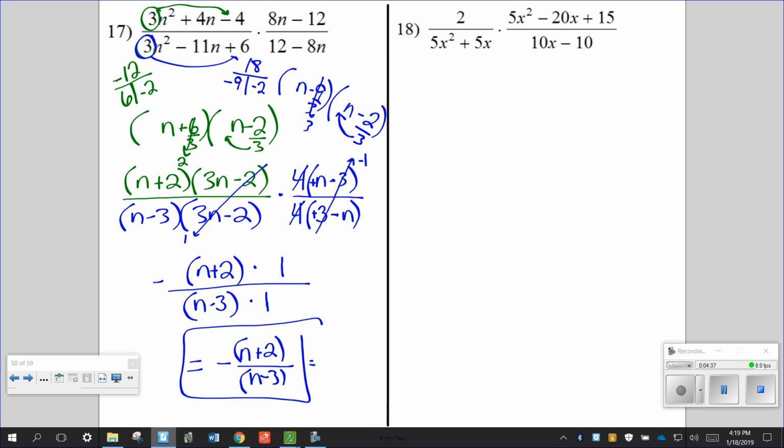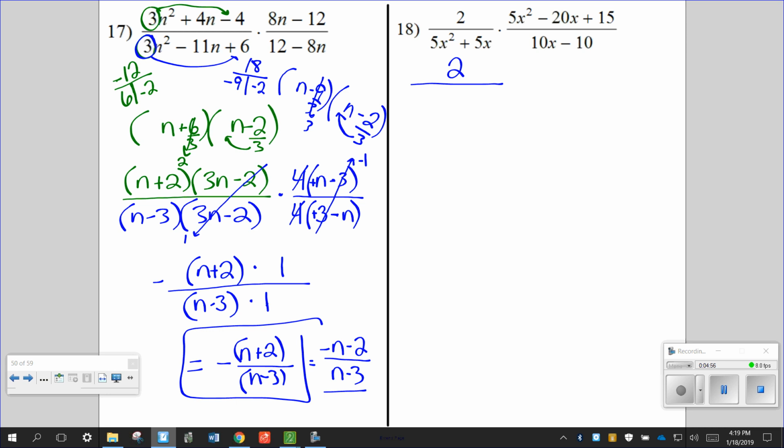If you wanted to, you could multiply that negative 1 out and you'd get negative n minus 2 over n minus 3. Either way works with me. Alright, number 18. 2. That looks pretty simple. Let's move to the denominator. What can we factor out?